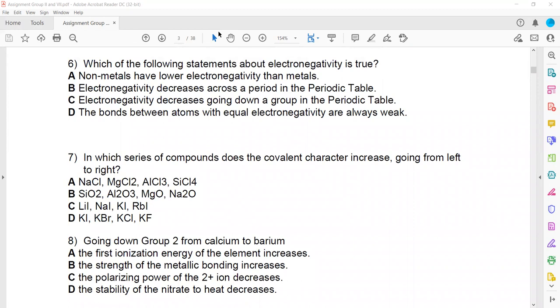In question 6, which of the following statements about electronegativity is true? Electronegativity means the tendency of an element to attract the shared pair of electrons. So when we move across the period, because the size is decreasing, electronegativity increases. And as we go down the group, electronegativity decreases because the size is increasing. So what is the trend when we check the options?